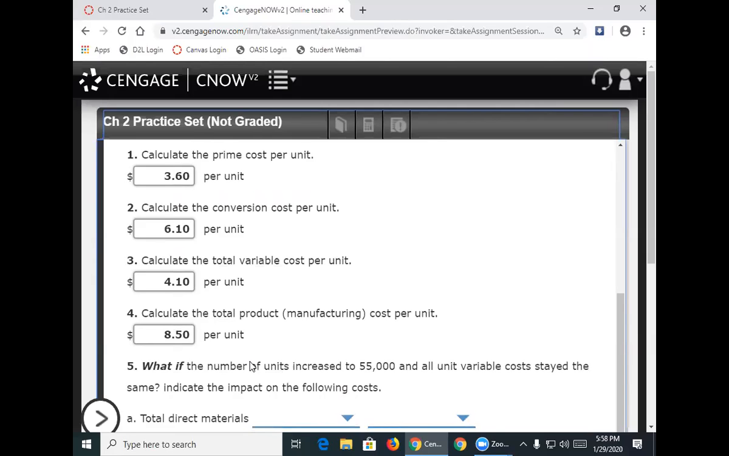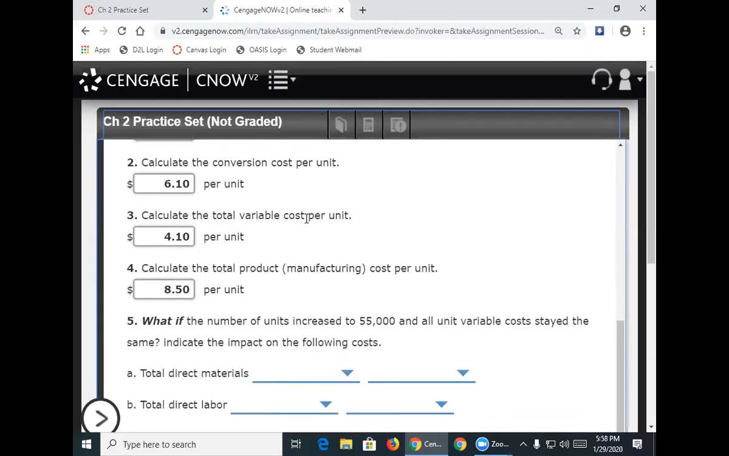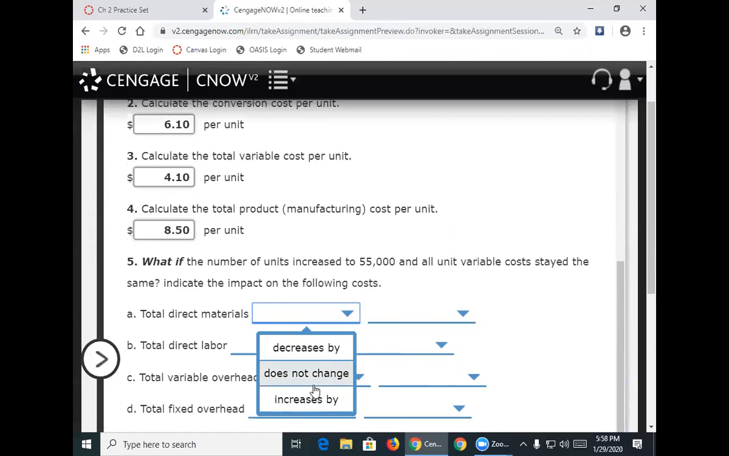It said, what if the total number of units increased from 50,000 to 55,000, but all the unit variable costs stayed the same? So unit variable costs all stay the same, but we increase production by 5,000. What would happen to total direct materials? It would go up, yeah. If we're increasing production, then all of our variable costs are going to go up, right? Okay. So it's going to increase.